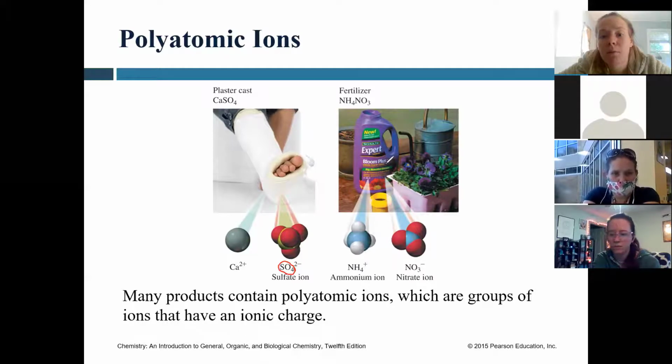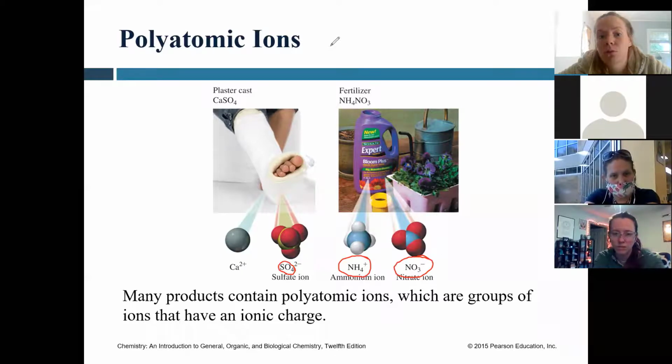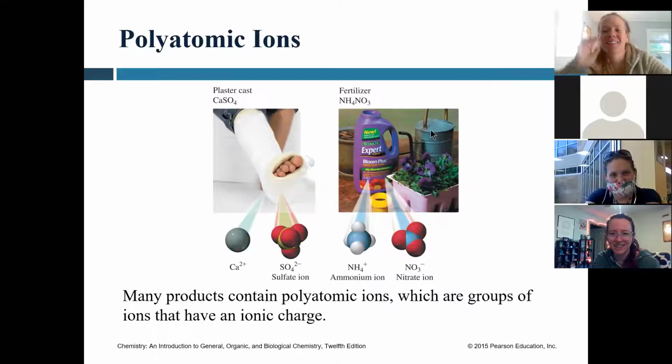Here's another thing. This is a type of fertilizer, ammonium nitrate. We've got actually 2 polyatomic ions here. Here's ammonium, and here's the nitrate ion. How do you know the polyatomic ions? You memorize them. That's it. Okay. There's like some tricks on the periodic chart, but really just memorize them.